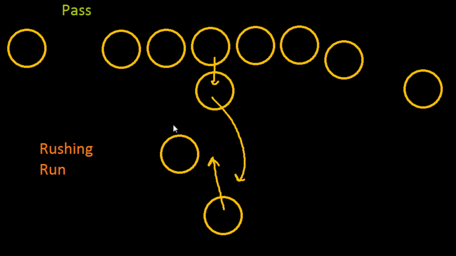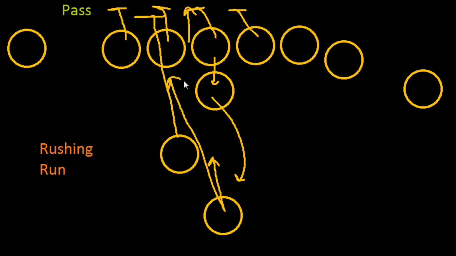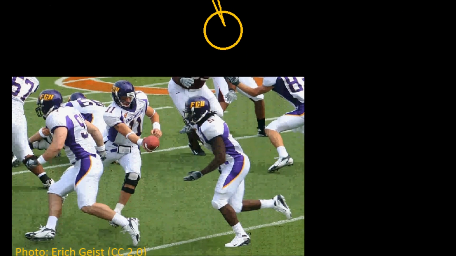And then the fullback will probably run up, and he will block for the halfback, because all these guys, the offensive line especially, are a bunch of big guys. They're going to get up there and push the defense back as far as they can so the halfback has room. The halfback is usually a smaller guy, he's really fast, and so he's going to get that ball and run as far as he can down the field.